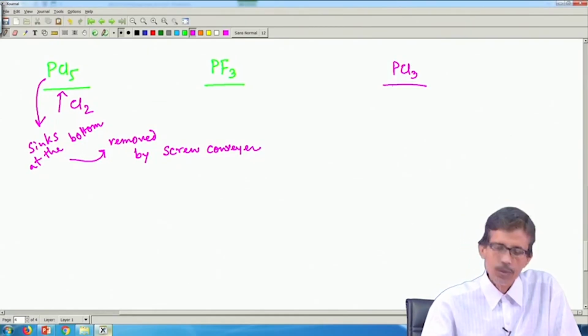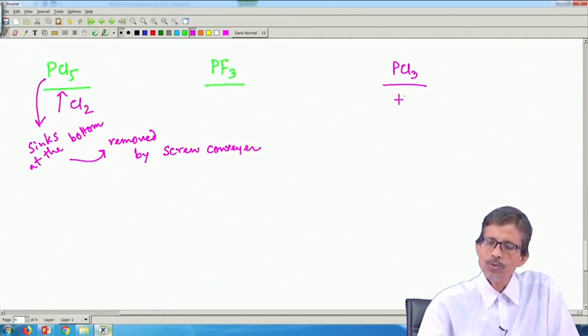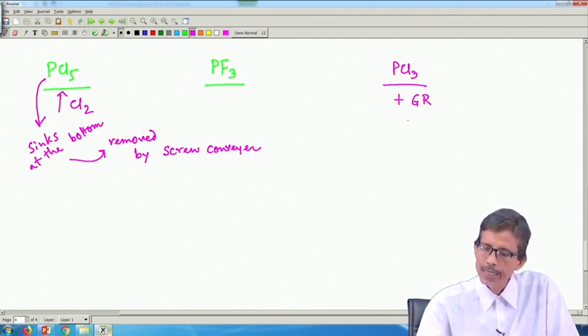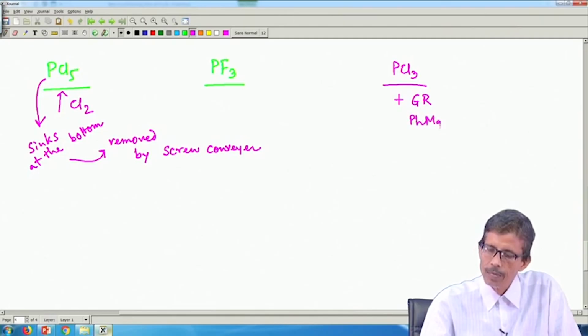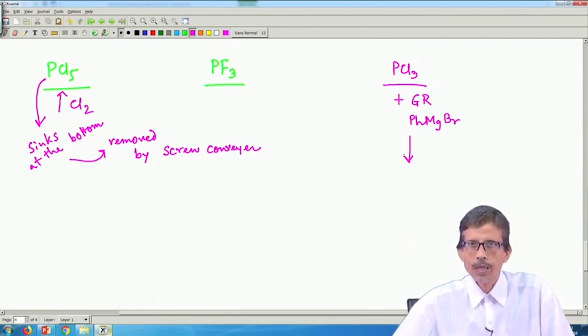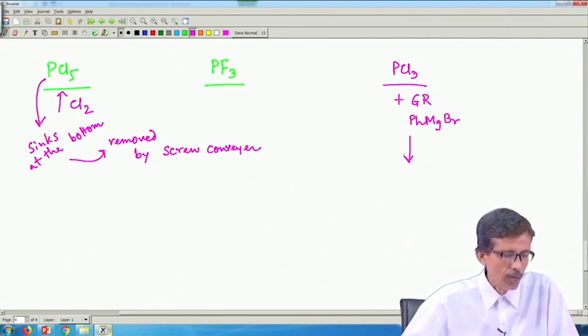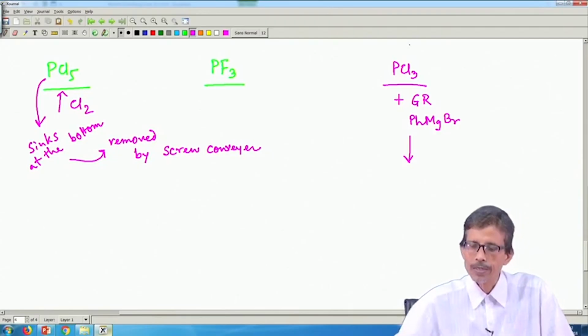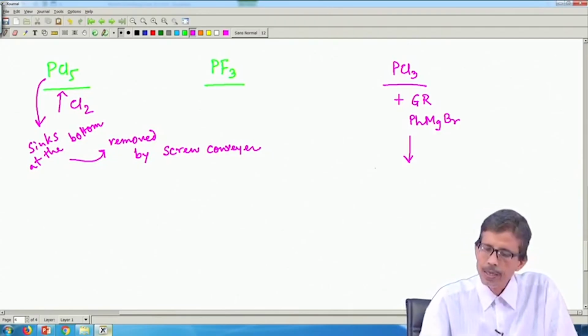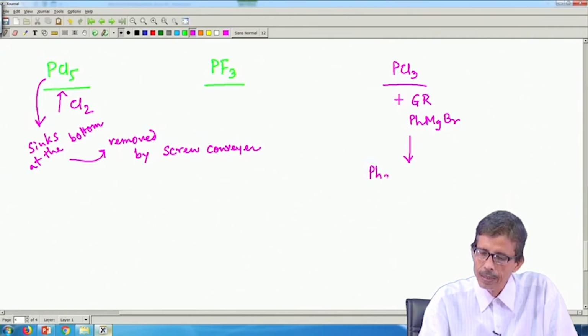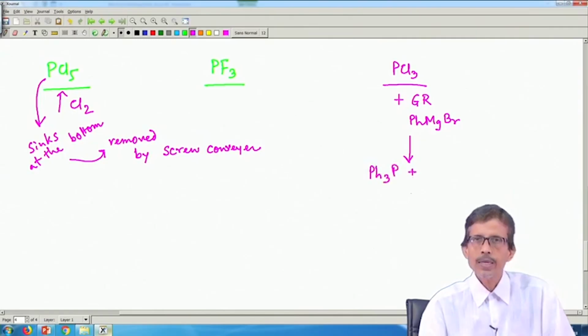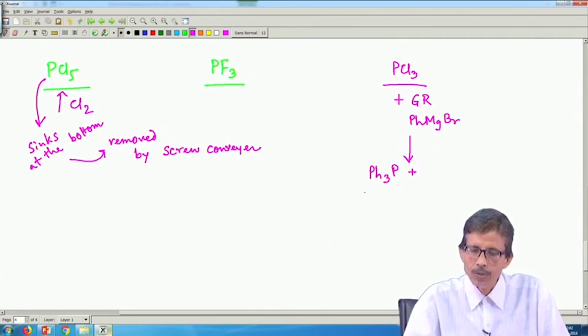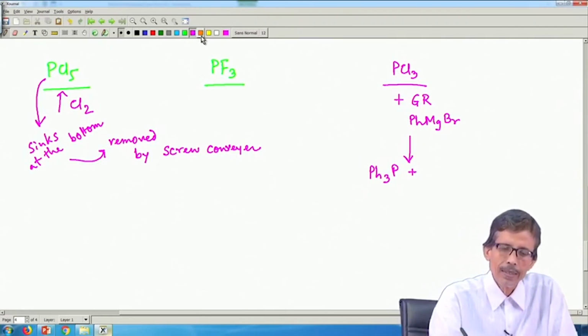This PCl3 also has applications. One such example is if we allow it to react with a Grignard reagent, phenyl magnesium bromide. What should be the product? If we ask ourselves what the product of this reaction should be, phosphorus trichloride reacting with this gives us a very useful molecule, which is a very useful ligand.